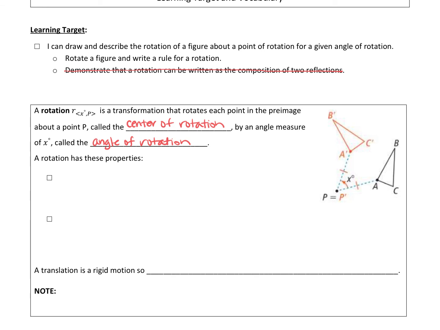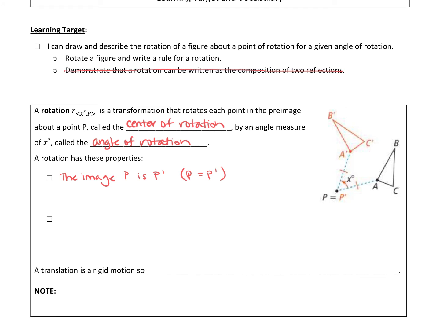So our first property of rotations is the image of point P is P prime. That means that P is equal to P prime. They're in the same spot. If you notice, P was our center of rotation. When we rotated, the center of rotation does not move. So P prime in our image over here is just the same point as P.